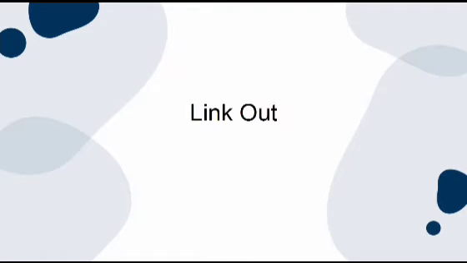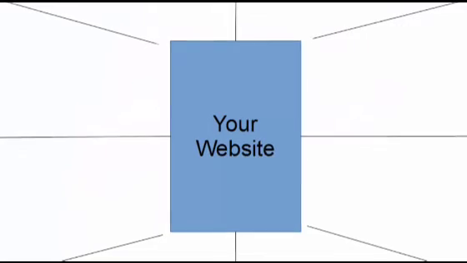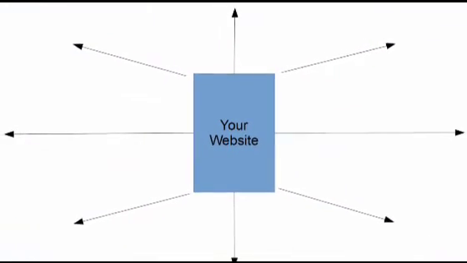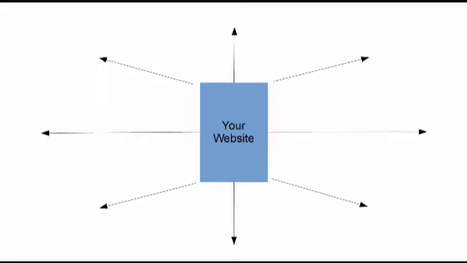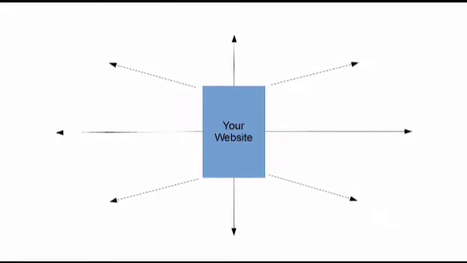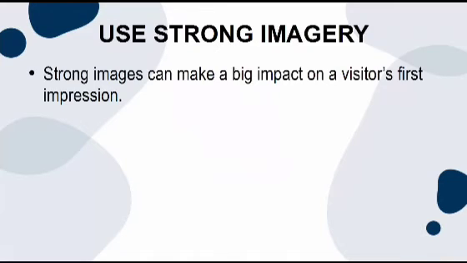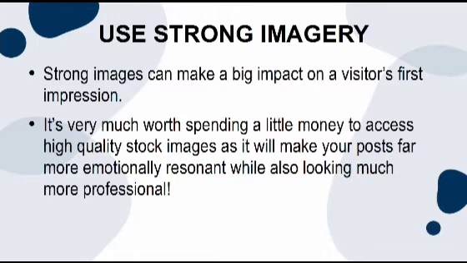Link out. Linking out to other relevant sites is a great way to provide more value to your readers and to create an association with high-quality content. Use strong imagery. Strong images can make a big impact on a visitor's first impression. It's very much worth spending a little money to access high-quality stock images, as it will make your posts far more emotionally resonant while also looking much more professional.